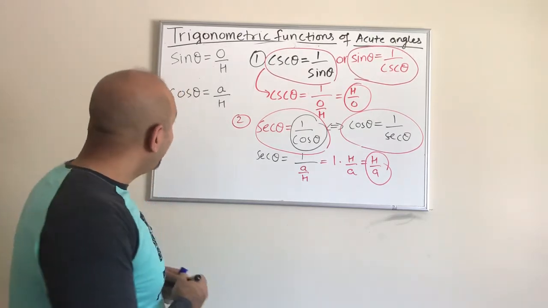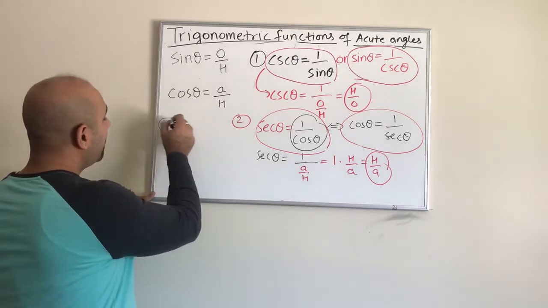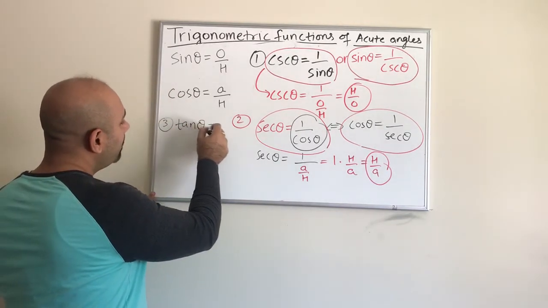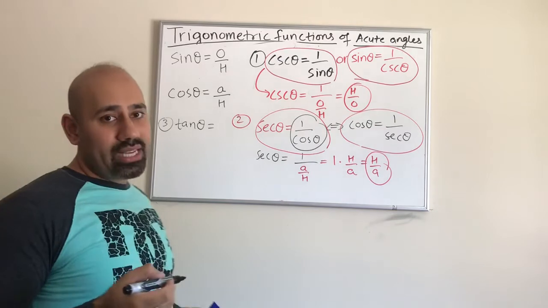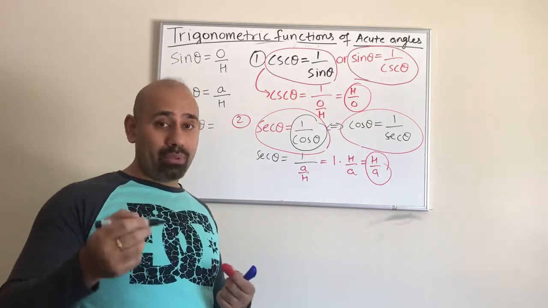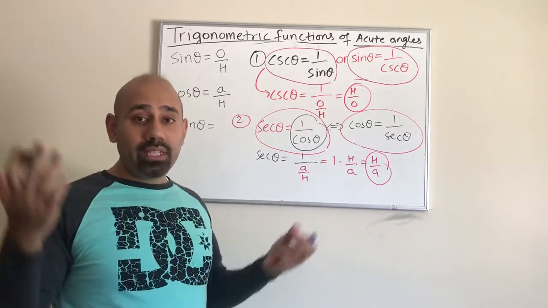The third one that we want to talk about is called the tangent. We already know the definition for the tangent. It is the ratio of the opposite over adjacent, and that is one of the things that we should remember.